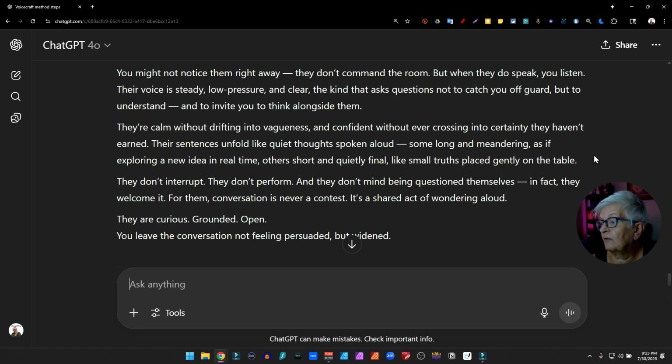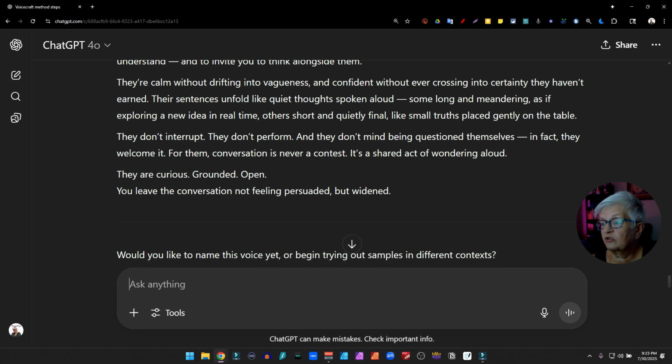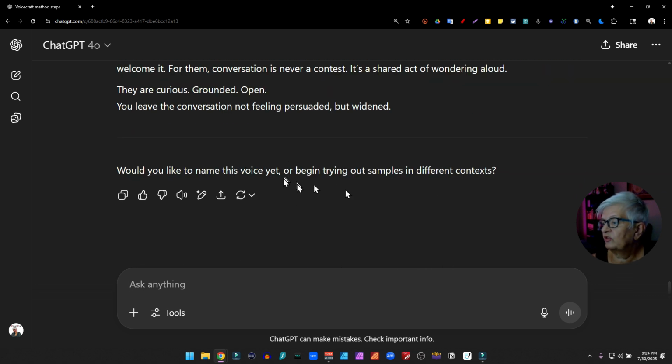Their sentences unfold like quiet thoughts spoken aloud, some long and meandering, as if exploring a new idea in real time. Others short and quietly final, like small truths placed gently on the table. They don't interrupt, they don't perform, and they don't mind being questioned themselves. In fact, they welcome it. For them, conversation is never a contest. It's a shared act of wondering aloud. They are curious, grounded, open. You leave the conversation not feeling persuaded but widened. Would you like to name this voice yet, or try out samples in different contexts?